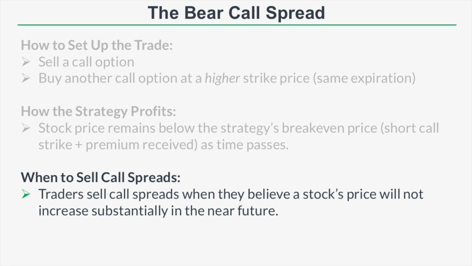Now, when would you sell a call spread? Well, traders sell call spreads when they believe a stock's price will not increase substantially in the near future. This is because when you sell a call spread, you want the stock price to remain below your short call strike price as time passes, but the stock price can actually increase a little bit against you, and it's still possible to make money. So when you sell a call spread, the only thing you do not want to happen is a substantial increase in the price of the shares.